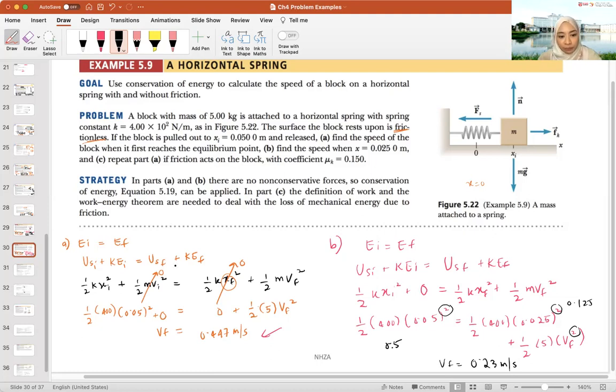the displacement. So if it goes back to this part, the US is completely transformed into KE. If it goes back to its original position, because there is no displacement, therefore potential energy will be zero. The potential energy equation is 1/2 kx squared. If x is zero, then 1/2 kx squared is zero. So all of the energy that we gave that spring is now converted completely into KE.